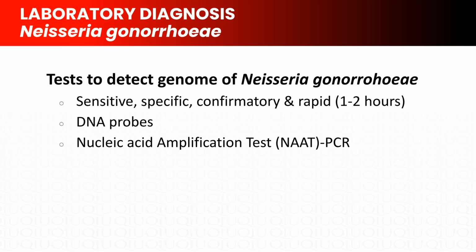Unlike culture, which requires viable organisms, PCR can be performed on specimens that have been stored or transported because they only require DNA, not living bacteria. This makes them ideal for screening programs and remote locations. PCR platforms can simultaneously test for both Neisseria gonorrhoeae and Chlamydia trachomatis from a single specimen. Since co-infection is common, this is extremely valuable clinically.